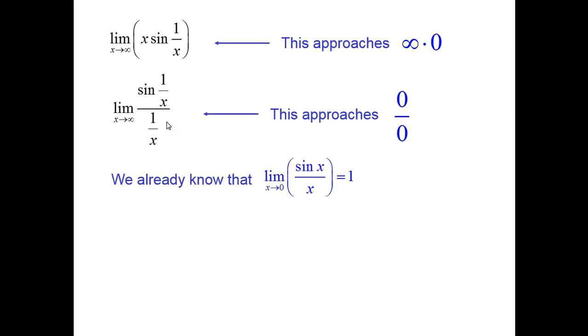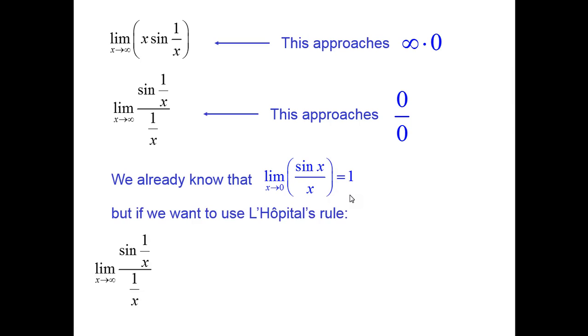A little aside here, you could have evaluated this using this rule if you remember from Calc AB last year. The limit as x approaches 0 of sine x over x was 1. As long as these two expressions were the same, that was always 1. But if you didn't think about it, we could just use L'Hopital's rule.